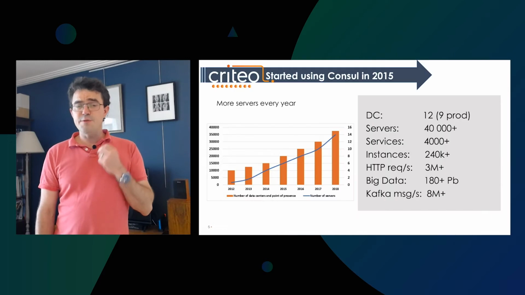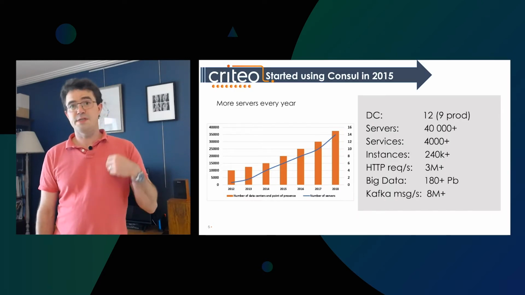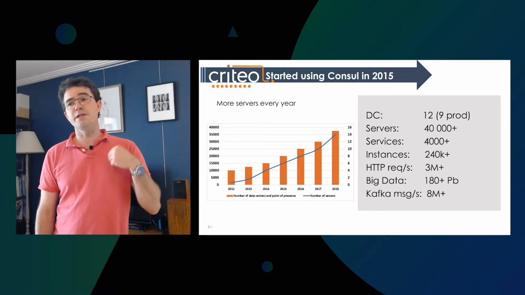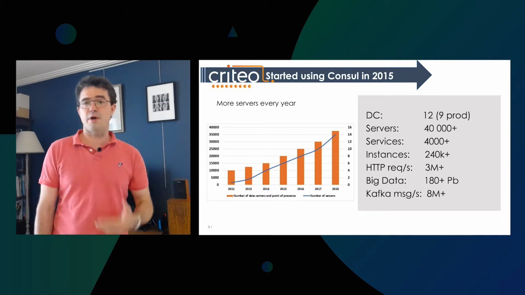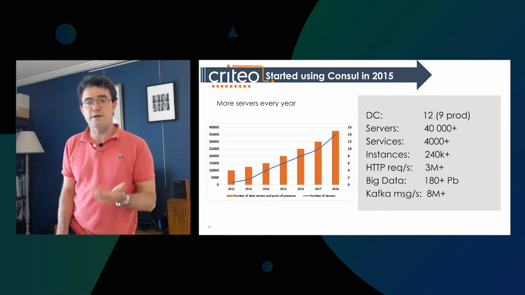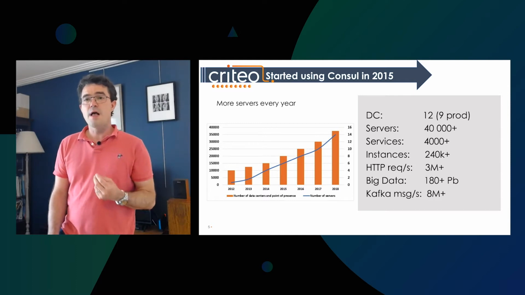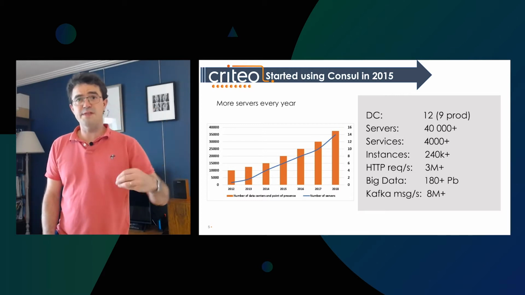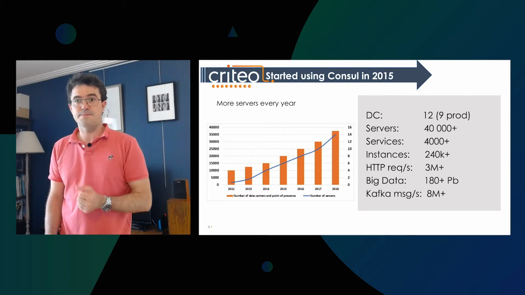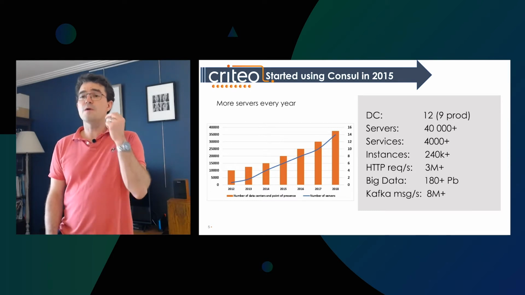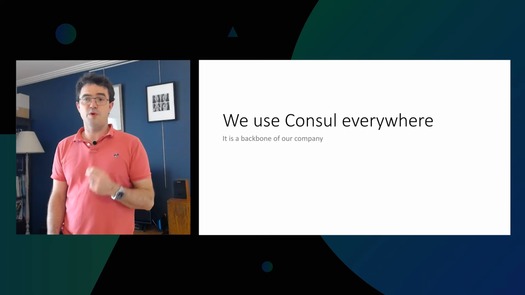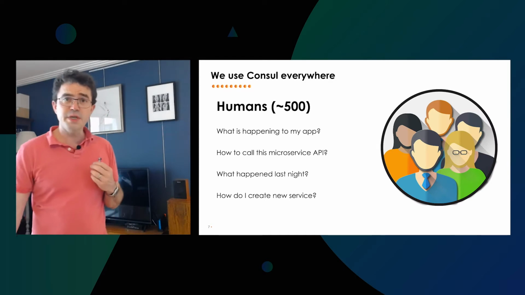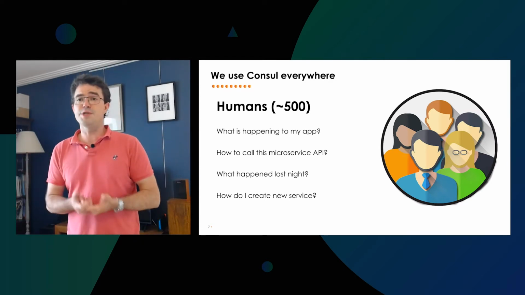That's the exact reason why my company, Criteo, which is a major advertiser with many servers displaying ads on the internet, started using Consul in 2015. At that time, we had around 15,000 servers. We are something like 40,000 now. And Consul helped us a lot to move from service on machine to pure service architectures. So we now use Consul everywhere. It's a real backbone for our company. So let's start with one of the biggest issues we had while migrating to Consul, which was humans.